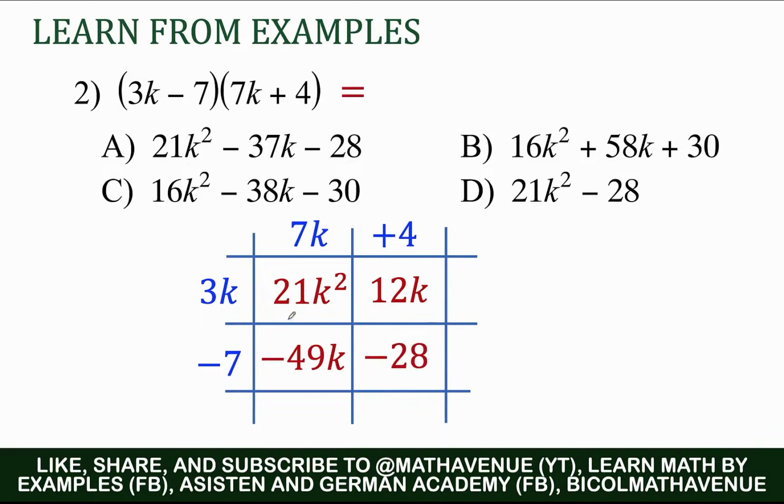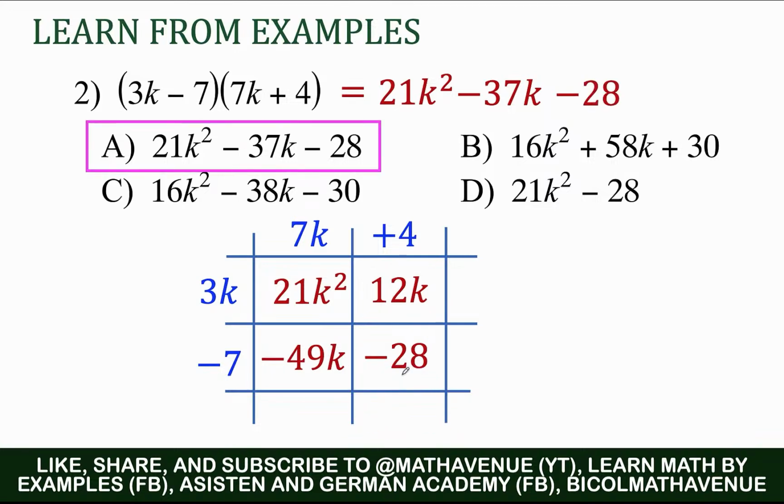Then, combine like terms. Copy 21k squared, then minus 49k plus 12k, they are like terms that we can combine to negative 37k, and copy minus 28. And we now have the answer, which is letter A. Notice that the tabular method is easier to use, especially when you are a visual learner like me.